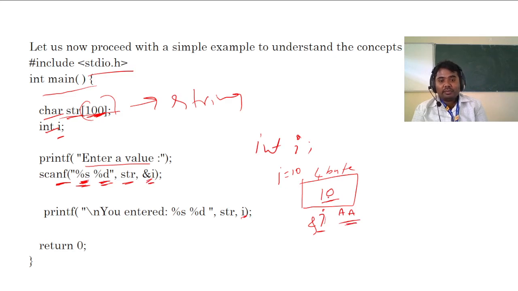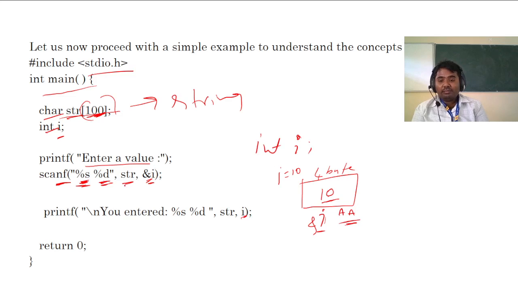Now i is also pointing to the same memory location. a is also pointing to the same memory location. a is the internal address. Inside this scanf, we need to make use of the address of the variable. So you can see ampersand i, just to store the value inside this i.